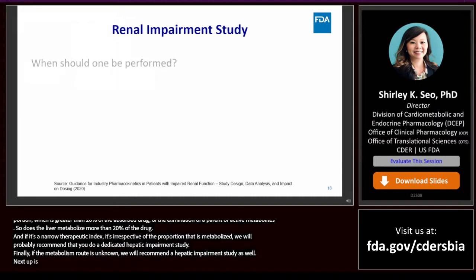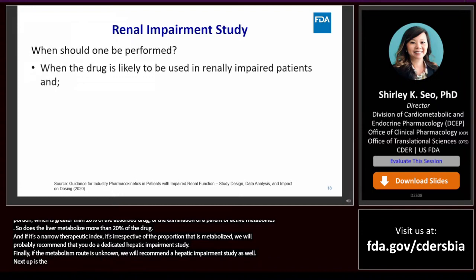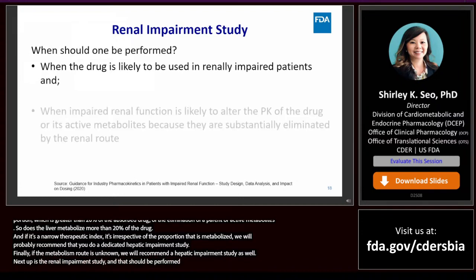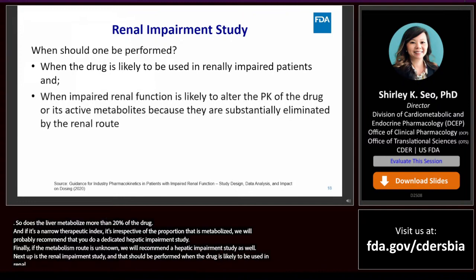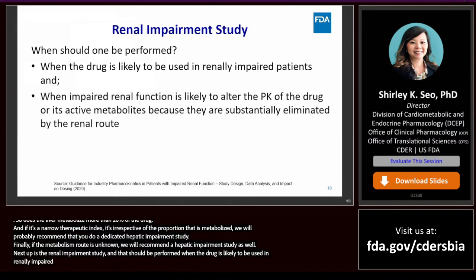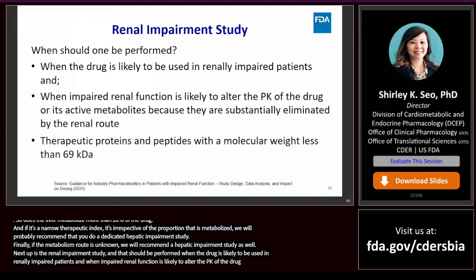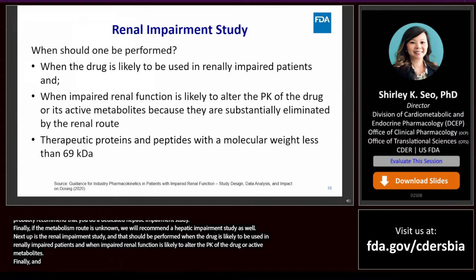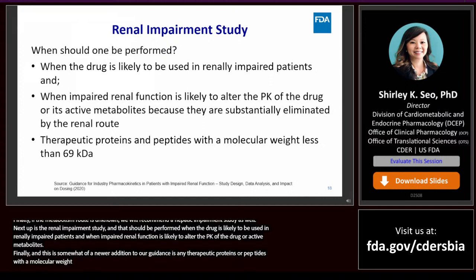Next up is the renal impairment study. And when should one of these be performed? Well, very obviously, when the drug is likely to be used in renally impaired patients, and when impaired renal function is likely to alter the PK of the drug or active metabolites. Finally, and this is somewhat of a newer addition to our guidance, is any therapeutic proteins or peptides with a molecular weight less than 69 kilodalton. And this is based on historical data that we have.